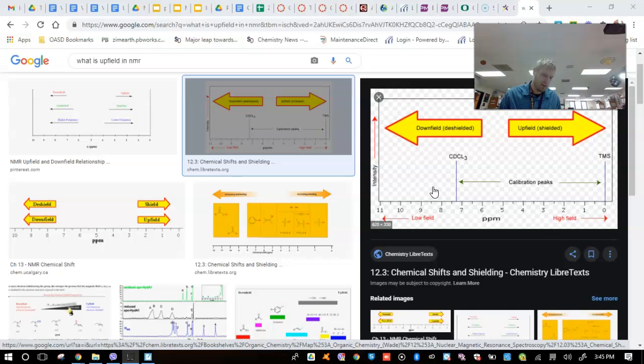And that's upfield, downfield, de-shielding, shielding in a nutshell. So why don't we do a simple problem?